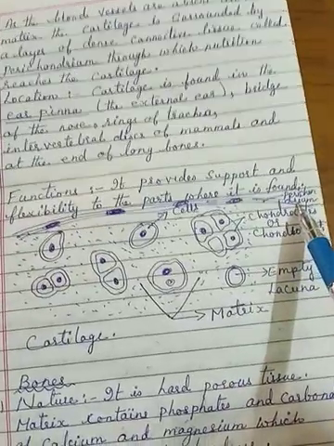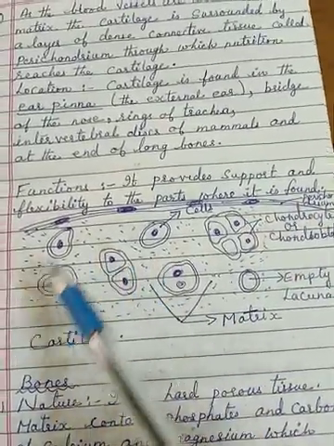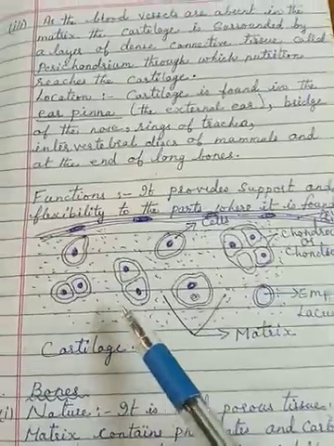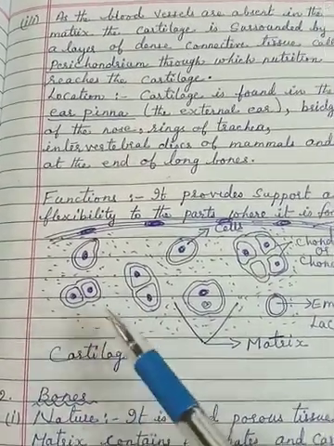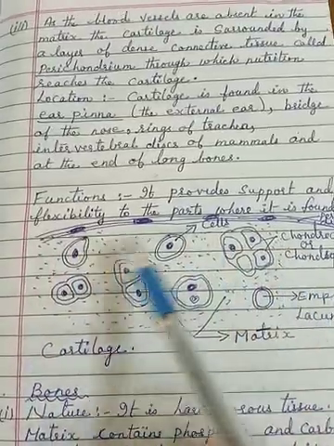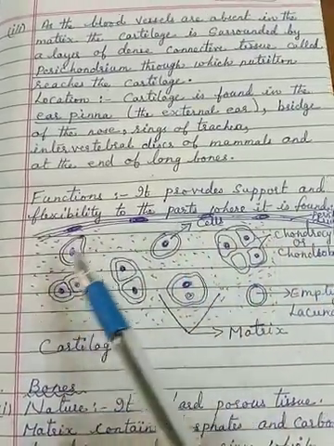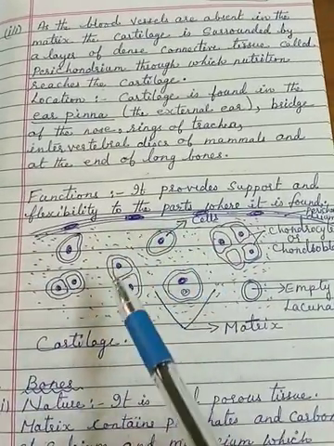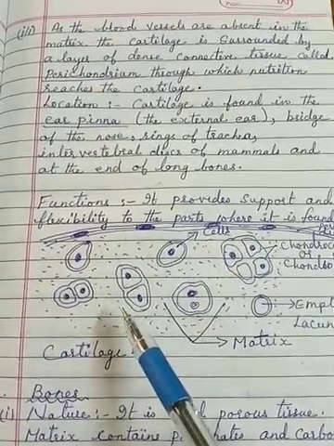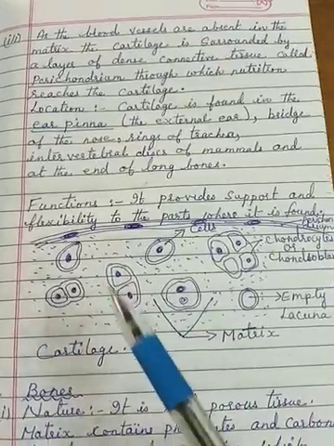This perichondrium supplies nutrition to this cartilage, as this perichondrium contains the blood vessels, and the blood vessels which are present in the perichondrium supply nutrients to the cartilage.